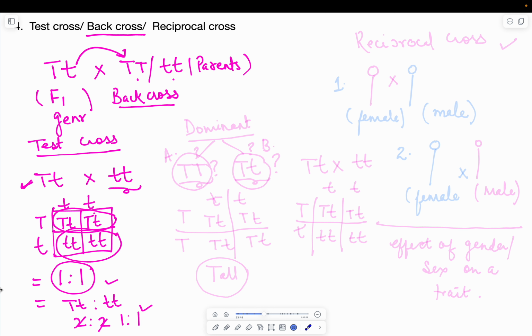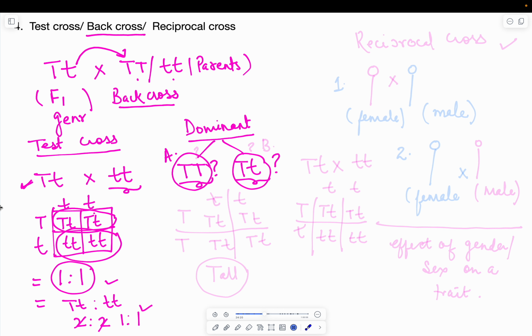You have a plant which is dominant, but you are not sure about the genotype, whether the plant is tall because of its homozygous genetic makeup or the plant is tall because of the heterozygous condition. So you want to find out the genotype of an individual, right? So in this case, we will consider this as the first case.